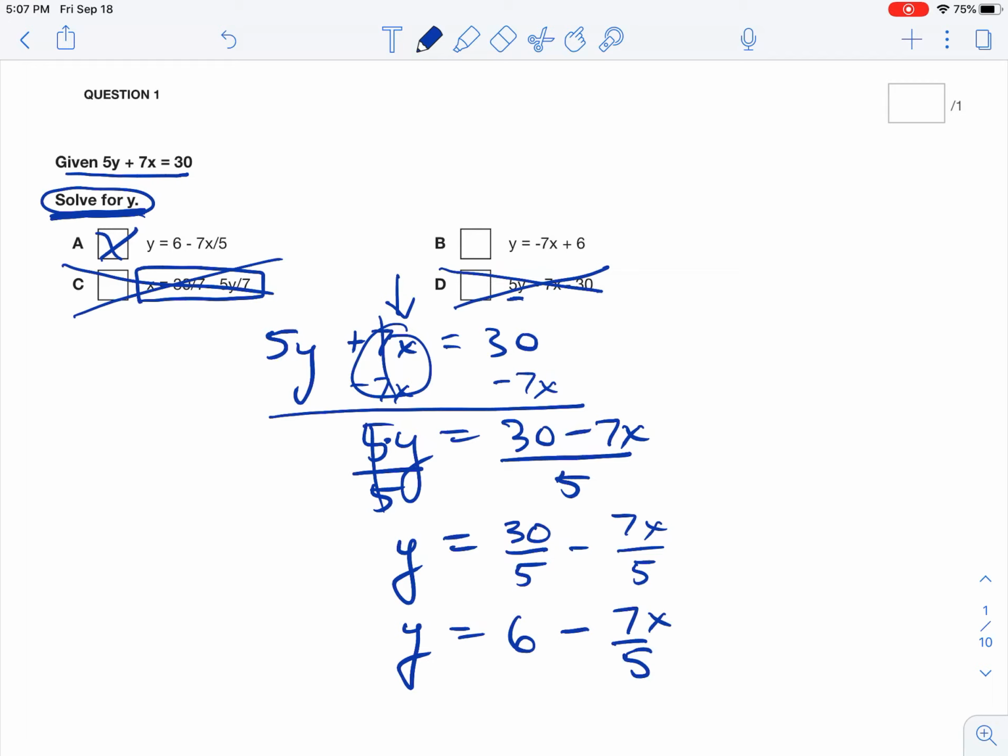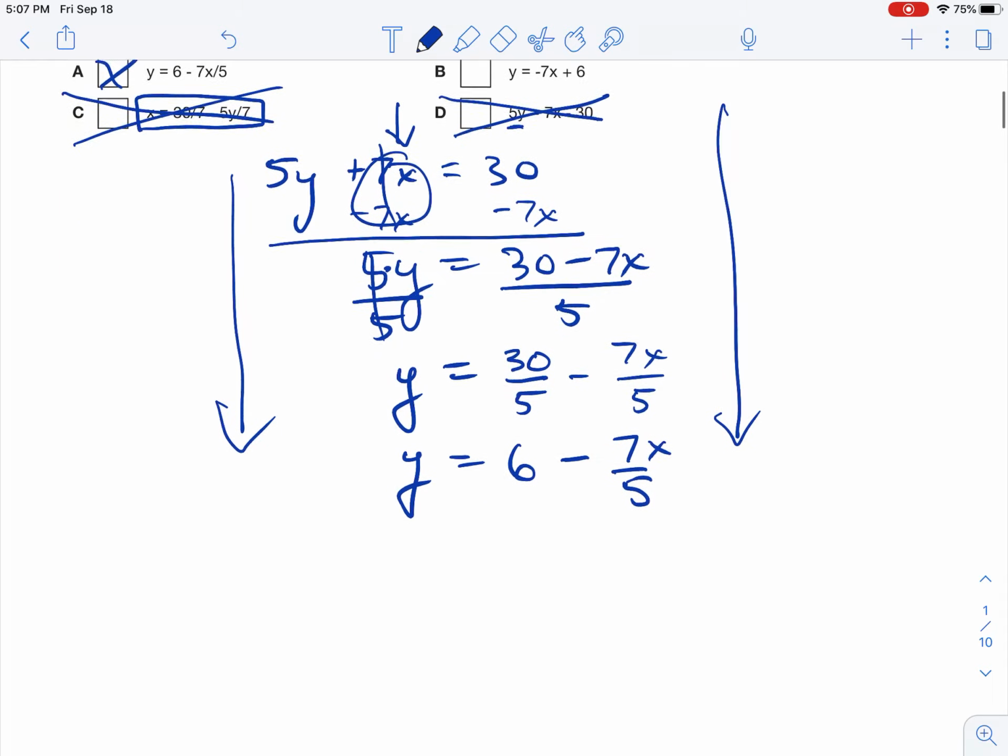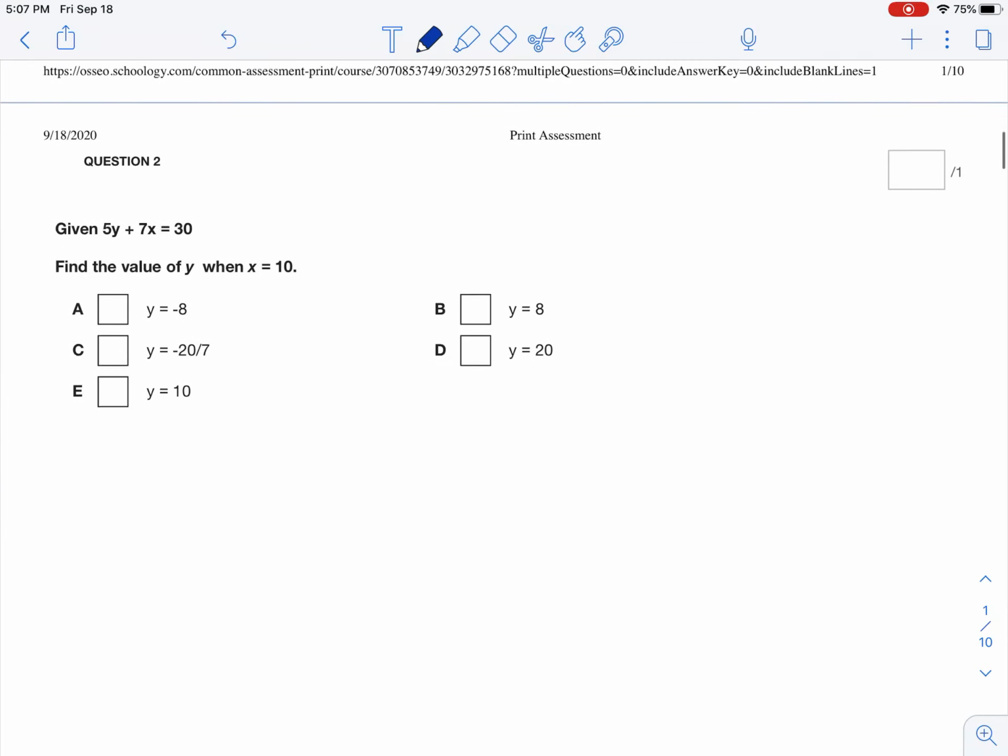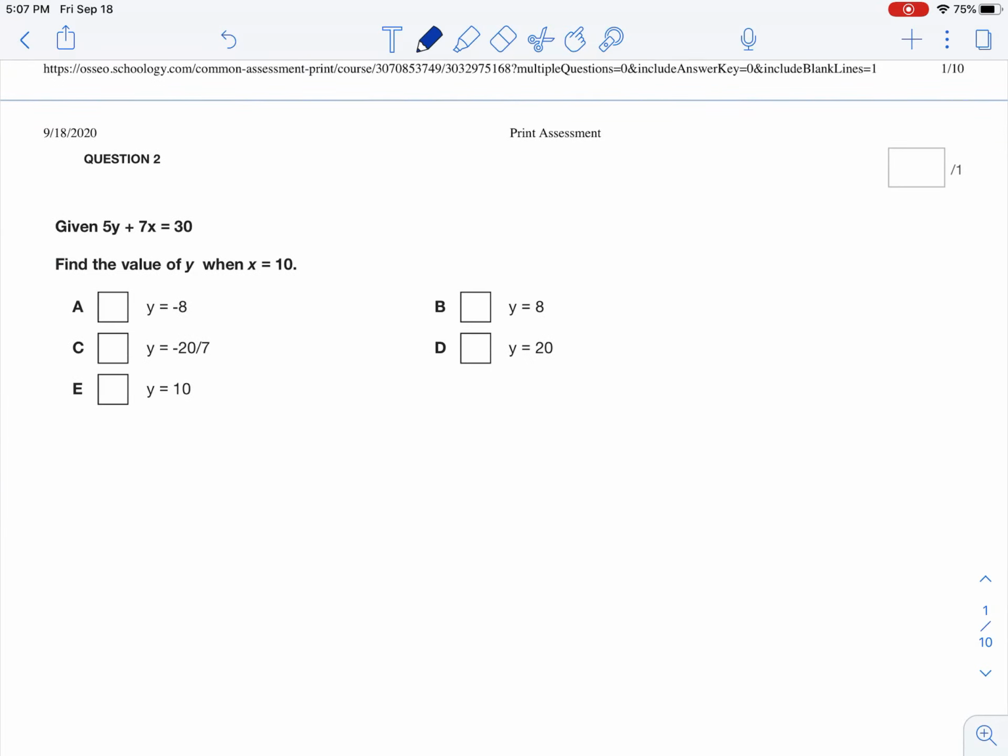You really shouldn't guess, so you have to go through this work, and that's what I would have expected to see on a piece of paper in terms of showing your work. So I just wanted to give you that strategy, especially as you come up to something like the ACT, SAT, or MCA, because just eliminating answers that don't make sense can be really helpful and time-saving.